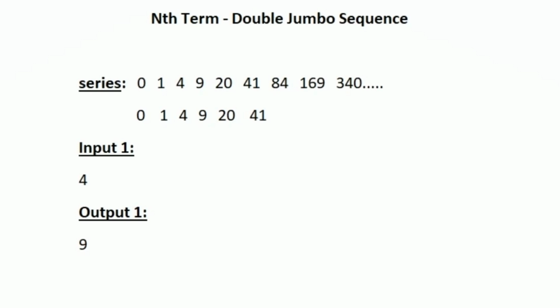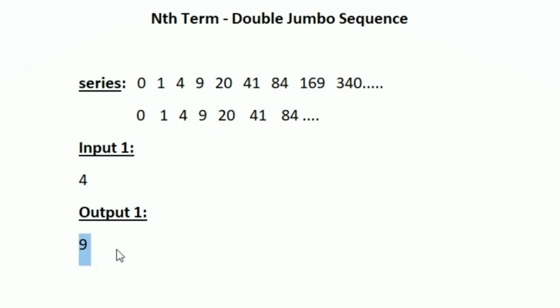And then now we have done plus 1, next we have to do plus 2. So 41 into 2 plus 2. 82 plus 2 we get 84. So the series goes on like this. Now our task is to find the nth term. Here the value of n is equal to 4. So the fourth term in the given series is 9. So we have to print 9 in our output.